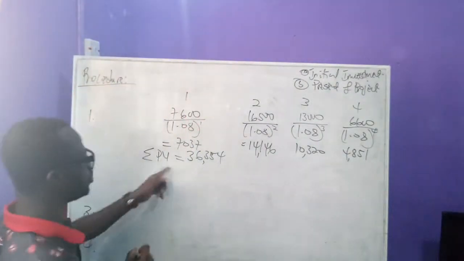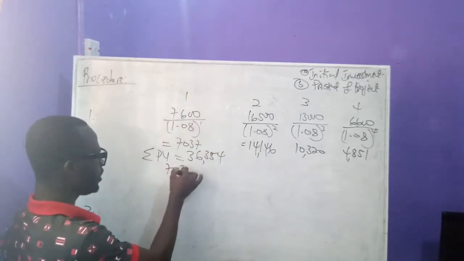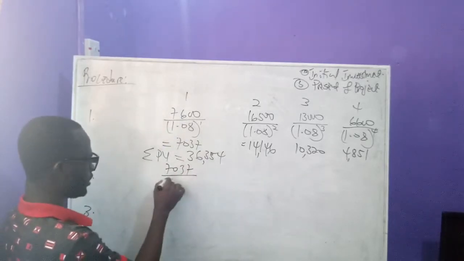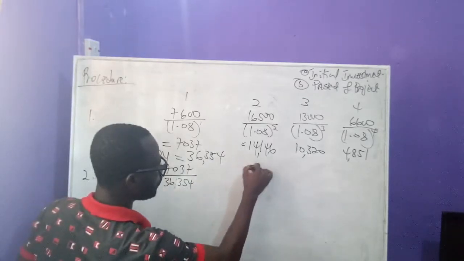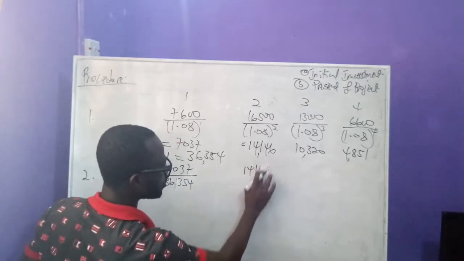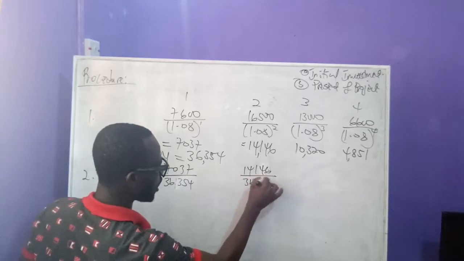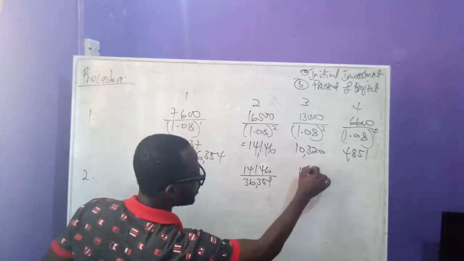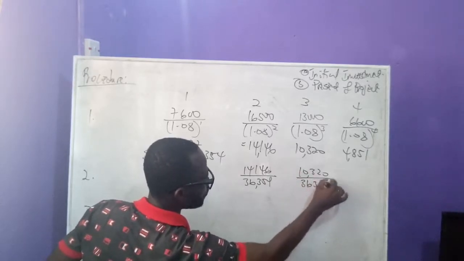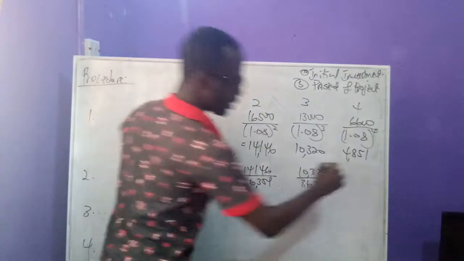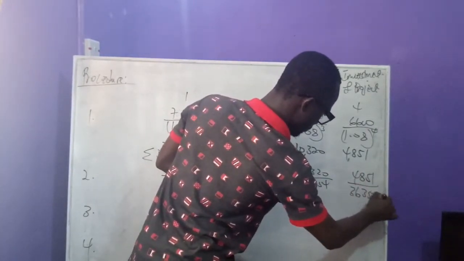So when it comes to step 2, what do we take? We take this 7,037 over 36,354. This will be 14,146 over 36,354. This will be 10,320 over 36,354. And then the last one will be 4,851 over 36,354.